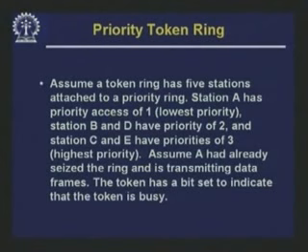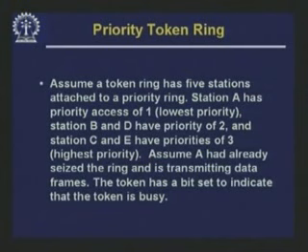Now, let us look at how the priority works in the token ring, because what we can do is give differential priorities to the nodes in the network, and this is how it works. Let us go through one example. Assume a token ring has 5 stations attached to a priority ring. Station A has priority access of 1, let us assume the lowest priority. Station B and D have priority of 2 and station C and E have priorities of 3. So, C and E have the highest priorities.